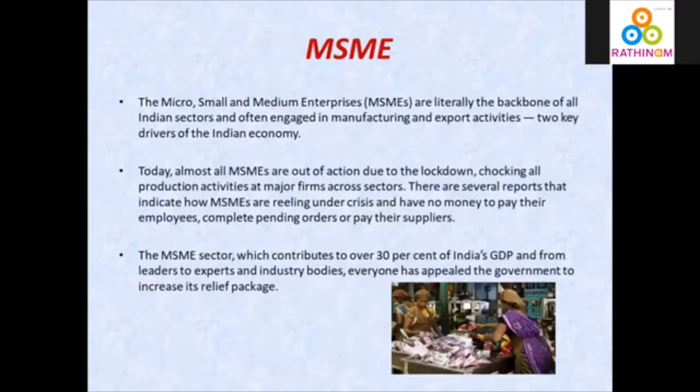MSME companies, we find that MSME companies are the backbone of the country. Today, they are out of action. They are out of bound. 30% is the contribution to India's GDP for the MSME sector. And this is the sector that needs to be revived the fastest and with the maximum support. So this sector has suffered the most brunt of COVID-19 in the last 6 months.